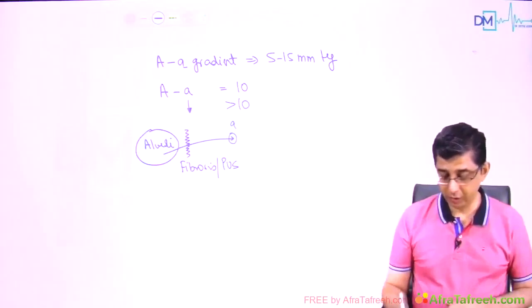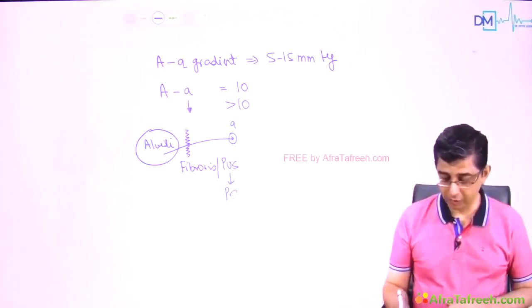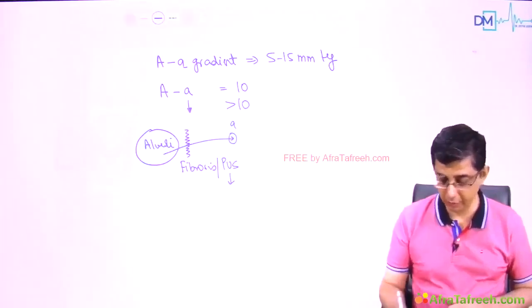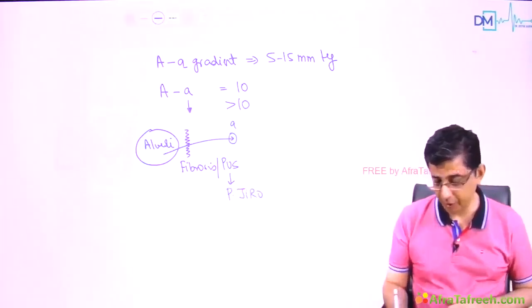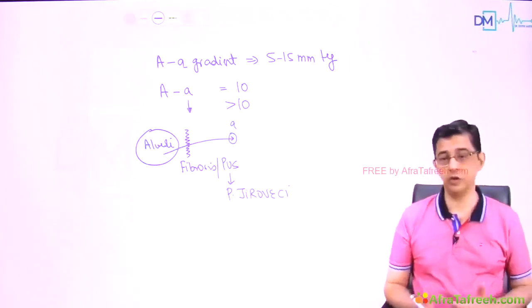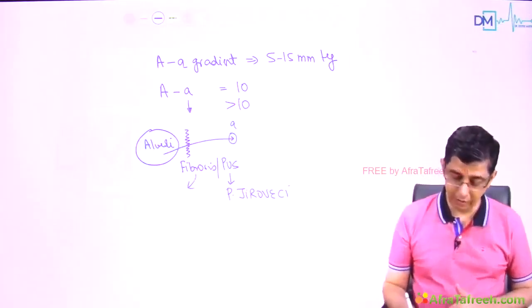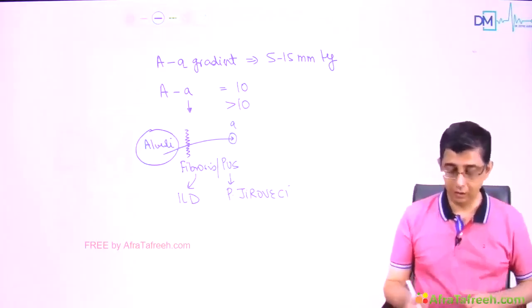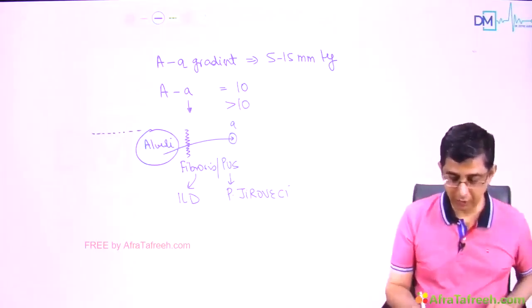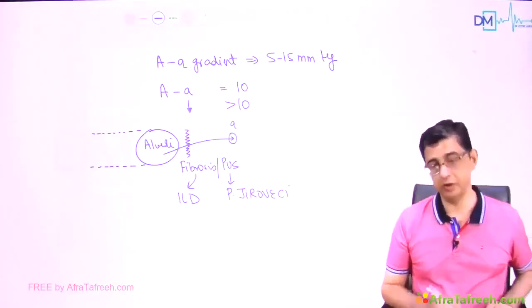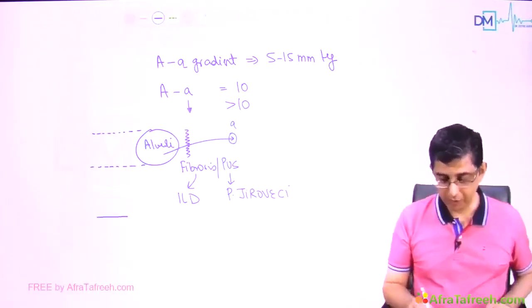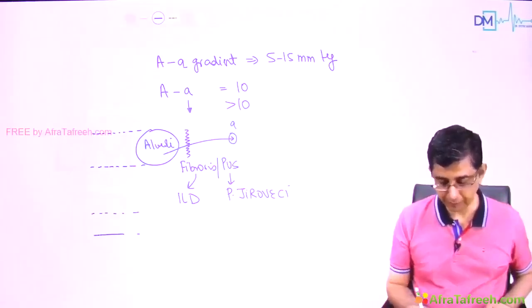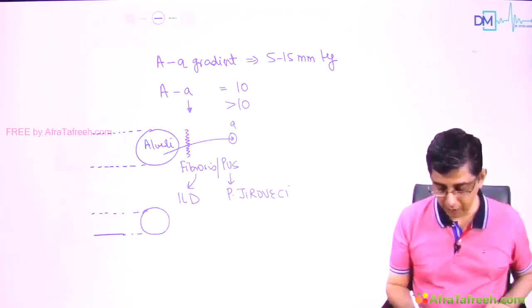Pneumocystis jirovecii pneumonia, PCP. Pneumocystis carinii is the old name, so I'll write pneumocystis jirovecii. Pneumocystis jirovecii is going to cause interstitial pneumonia, and interstitial lung diseases will have an increase in the gradient. Now I'm going to symbolically show that the large airways are connected to the alveoli of the patient. Suppose these are the conducting airways, they bring the gas into the alveoli.